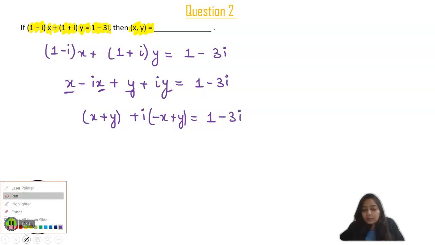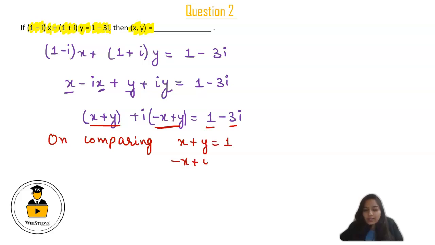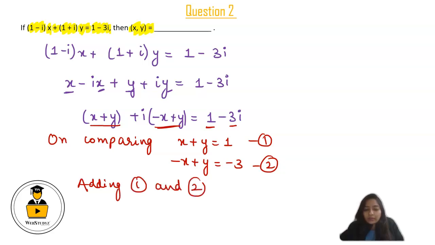Now, using the equality of complex numbers, the real part x plus y should be equal to 1, and the imaginary part minus x plus y should be equal to minus 3. So on comparing, we have x plus y is equal to 1 and minus x plus y is equal to minus 3. So we have the first and second equation. Now we will add these equations, solving by the method of elimination, so we have x plus y is equal to 1 and minus x plus y is equal to minus 3.